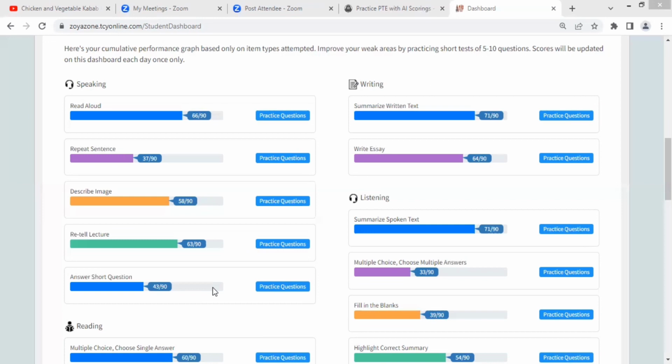So is it okay for the spoken? Yes, sir. So again, we need to start from zero.